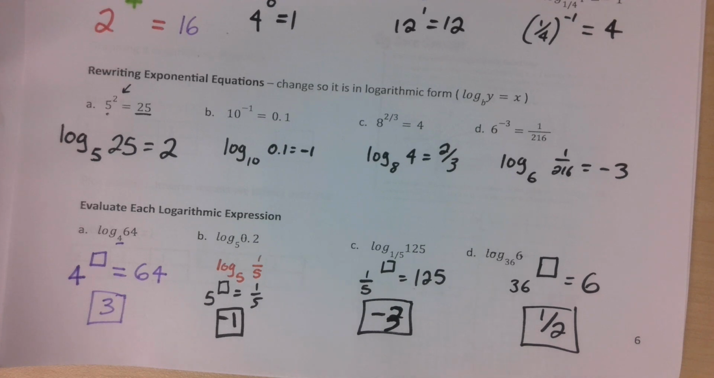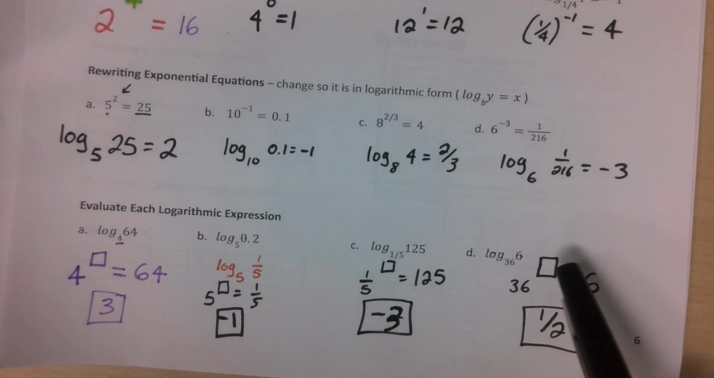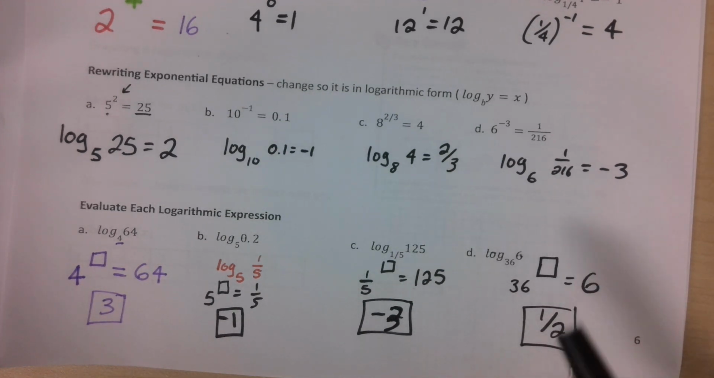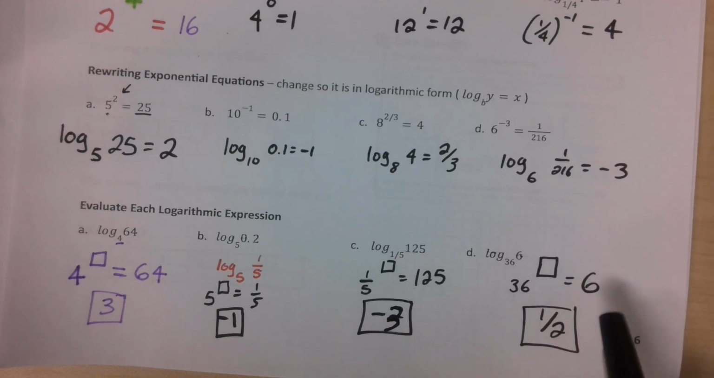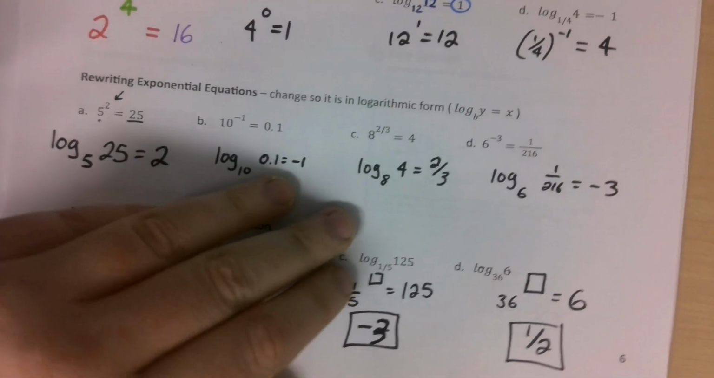The last one sort of relies on your knowledge of rational roots. 36 to the 1/2 power is the same as asking, what's the square root of 36? And that definitely equals 6. Very cool. Let's flip the page.